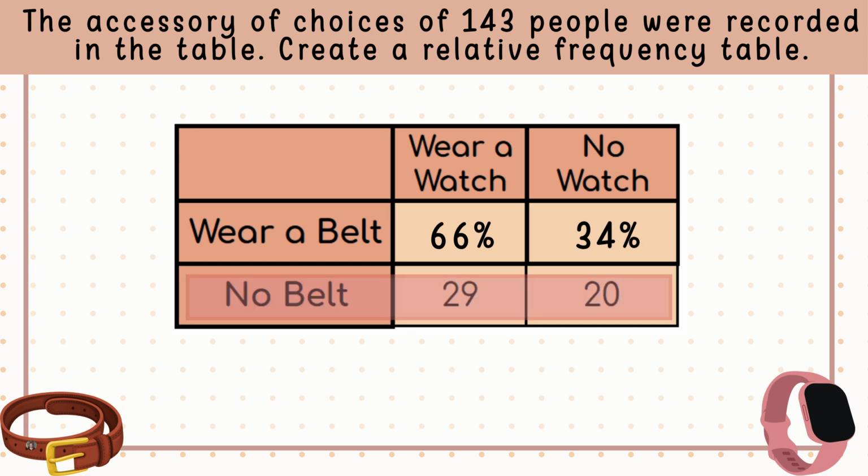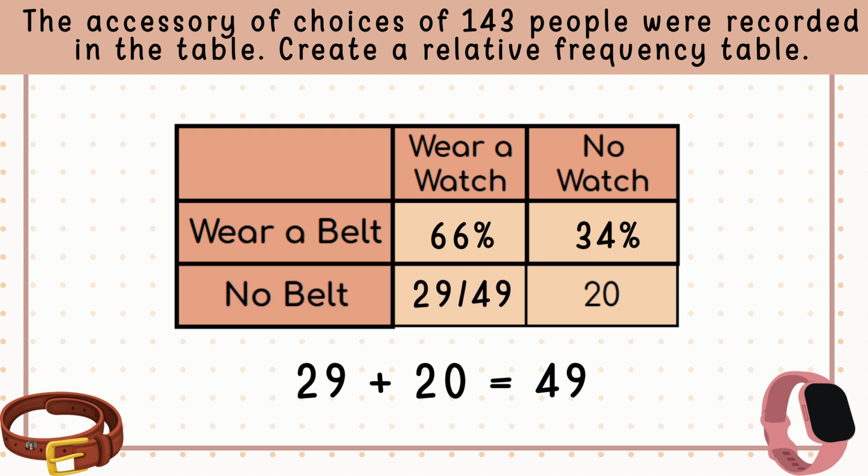Now we'll look at the bottom row of people that are not wearing a bat. So we'll find the total by adding 29 and 20 together, which gives us 49. So we'll divide 29 by our total of 49, which gives us an answer of 0.59, or 59%. Now we'll divide 20 by 49, which gives us 0.41, or 41%. So now we've finished our relative frequency table, and we can see it's a lot easier to compare these percentage values instead of the numbers that were given.